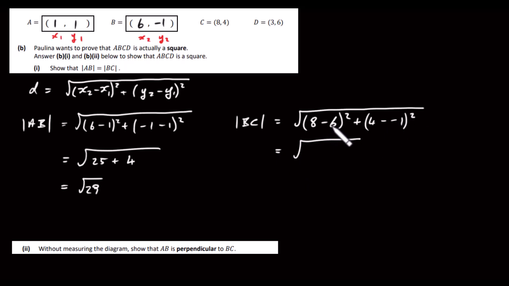Now if we do the distance from B to C then, so it's going to be (8 minus 6) squared plus (4 minus -1) squared. So that's going to give me 8 minus 6 is 2, 2 squared is 4. 4 minus minus 1 is 4 plus 1, which is 5. 5 squared, 25. And we also get the square root of 29. Therefore, the distance AB is equal to distance BC. That's all we had to do there.